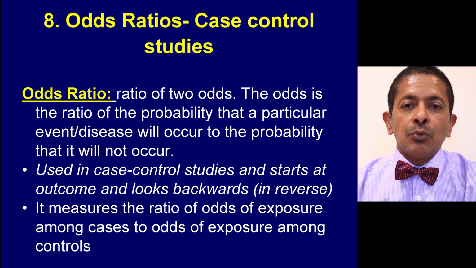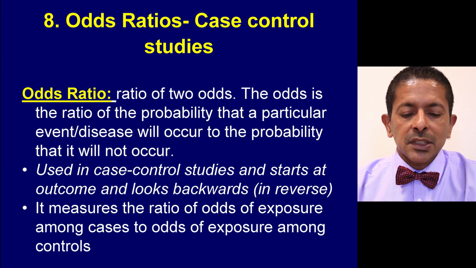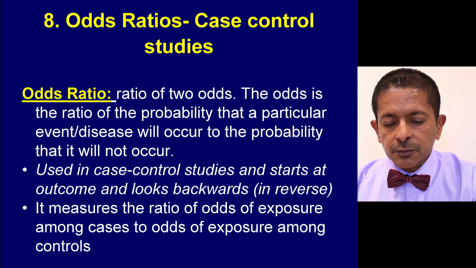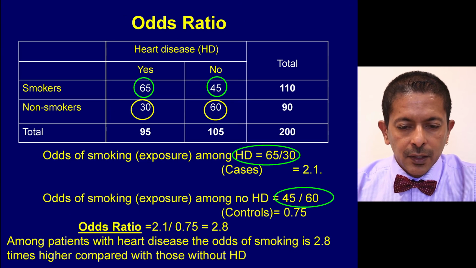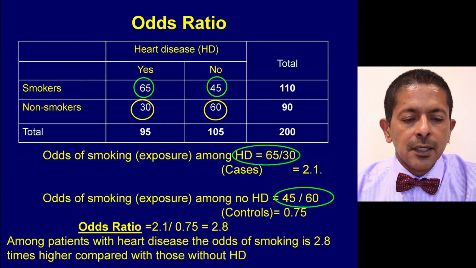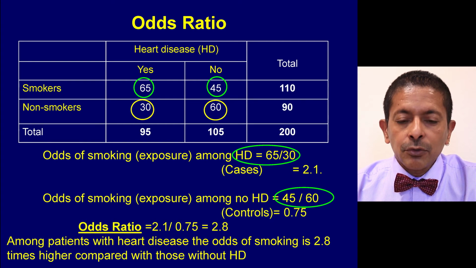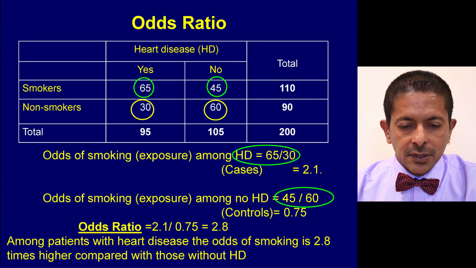In other words, research in reverse. It measures the ratio of odds of exposure among those cases to the odds of exposure among controls. Let's go back to that same example of heart disease and smoking. This is now an odds ratio, so it's a case control study.